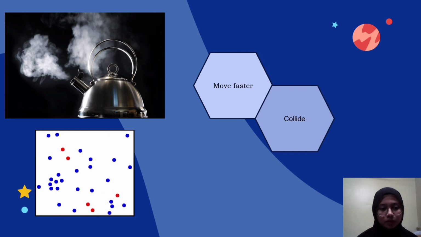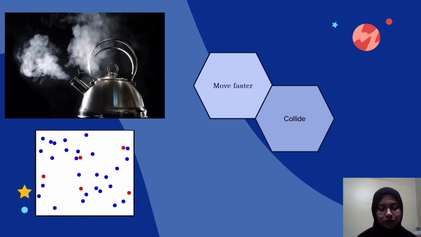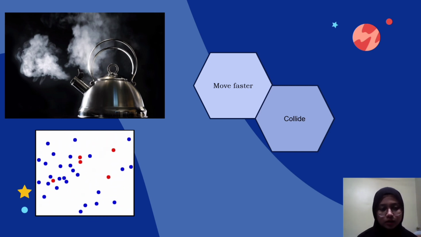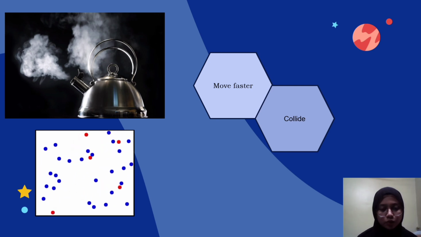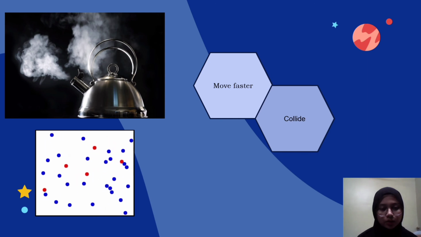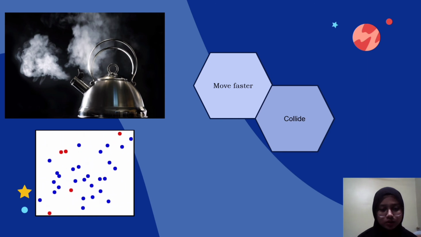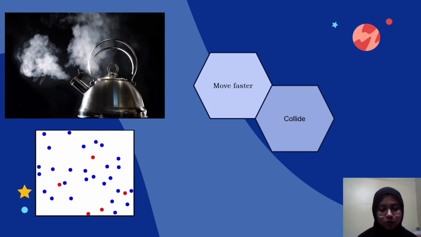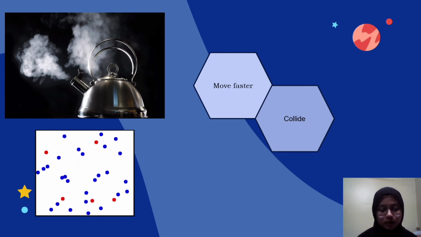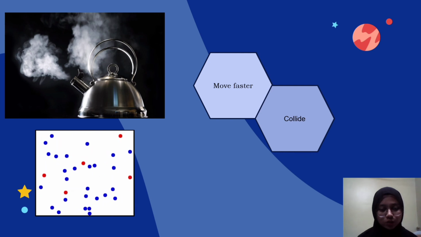When they receive too much heat and too much energy, they move too fast and become too packed. They will escape from the kettle through a tiny hole, and this is the cause of the whistle sound from the kettle when the water is almost finished boiling.